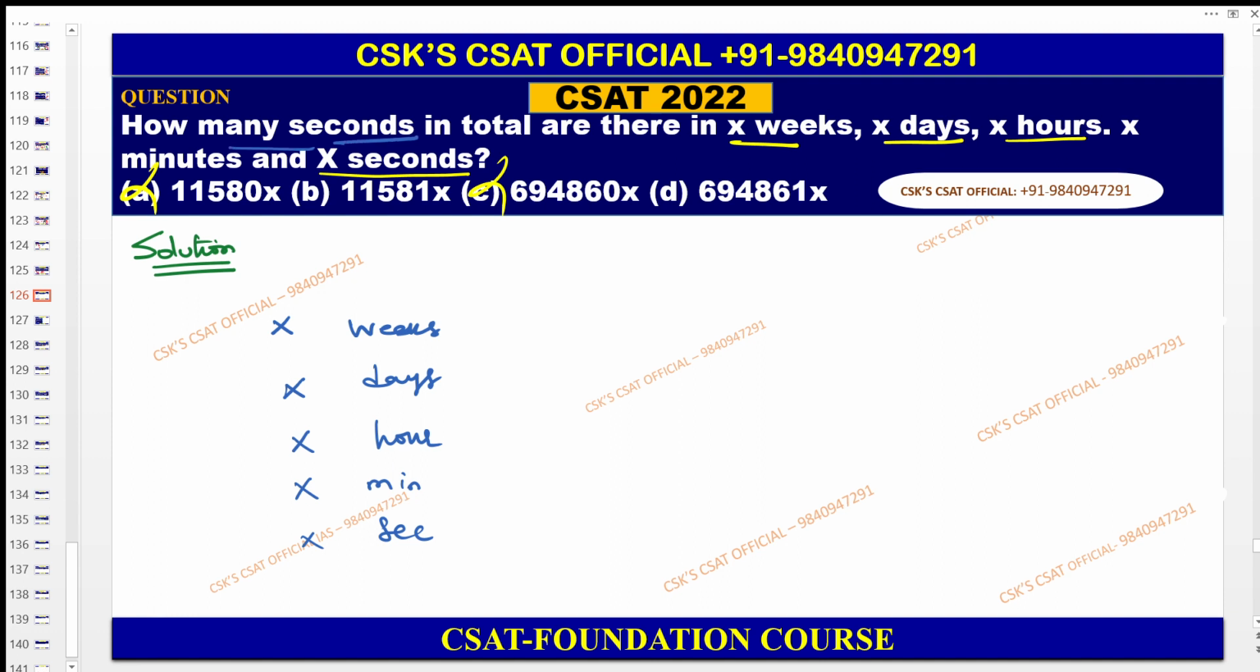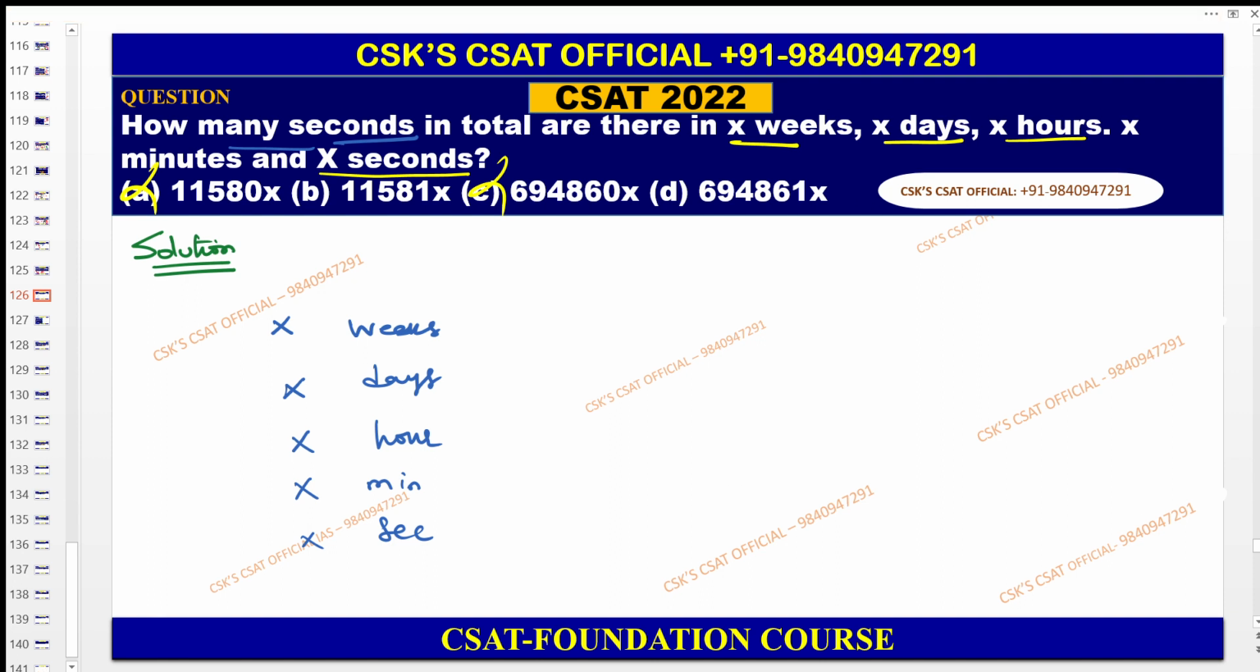Even that week is converted into seconds, days also converted into seconds, hours also converted into seconds, minutes also converted into seconds. That last x seconds will be there in the unit place. When you are adding that, the unit place has to give 1x. Understood? Yes, sir. So therefore, if no option contains 1 in the unit place, eliminate that one. So A and C not containing 1 in the unit place, eliminate simply.